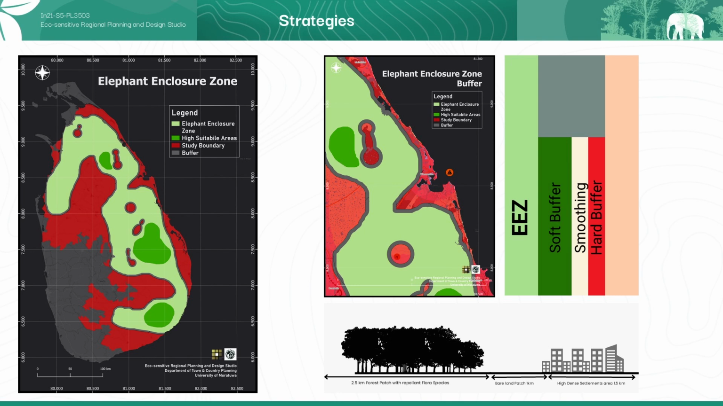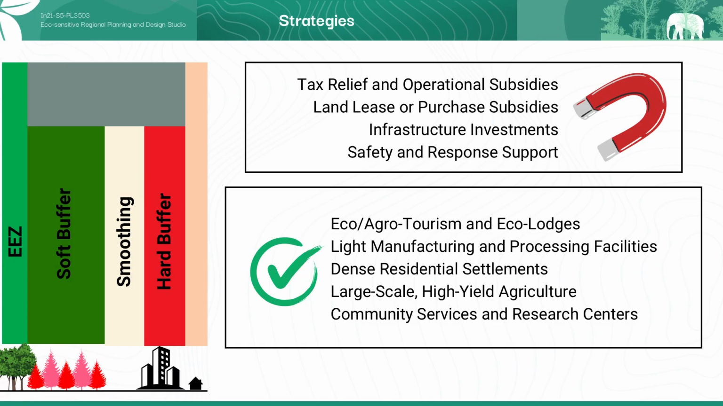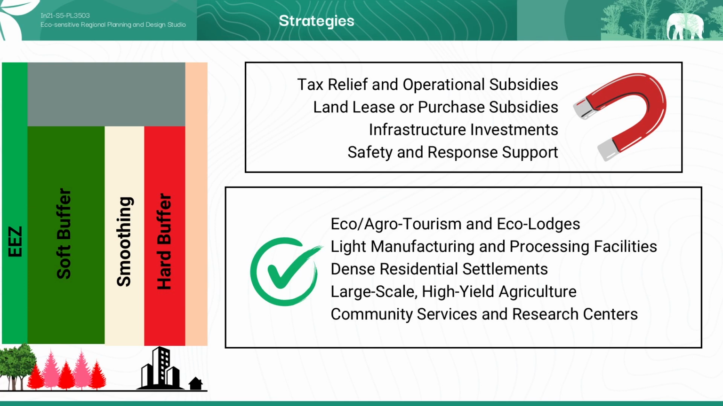Yes, now we wanted a mechanism to keep the elephants inside our demarcated zone. For that, we are proposing a buffer zone. So we want a living and breathing buffer zone with high dense developments. We want developers to come and build in order for this buffer to happen. So we have provided some incentives such as tax relief and operational subsidies, land lease and purchase subsidies, and we'll allow only few types of developments, and all of them must be high dense ones.